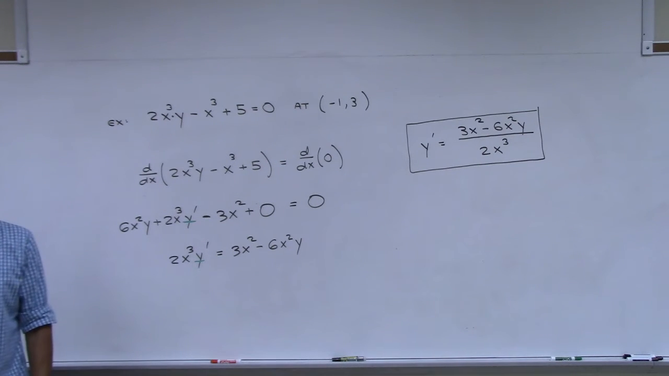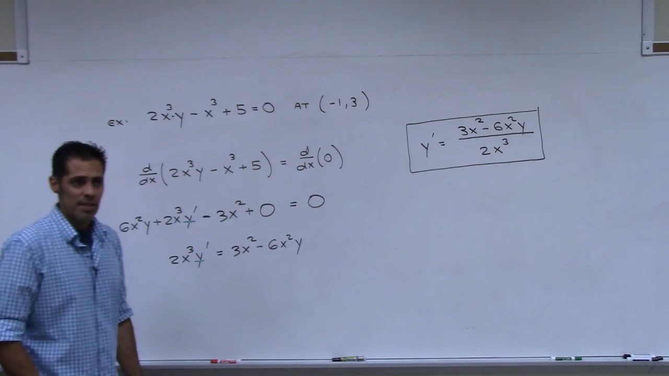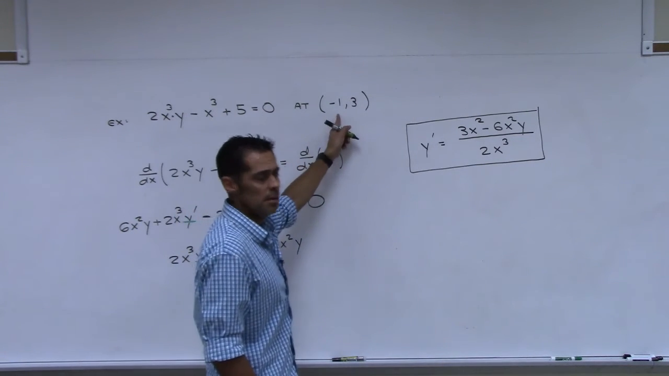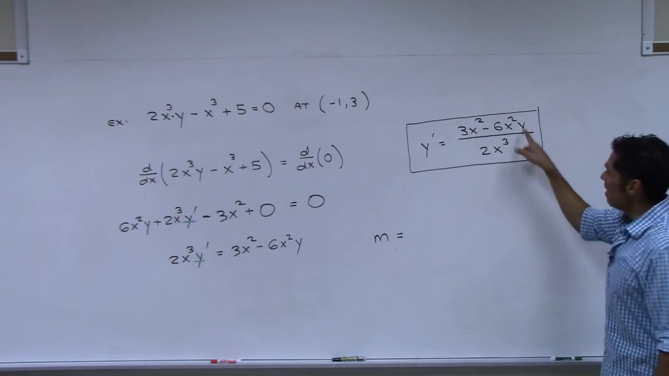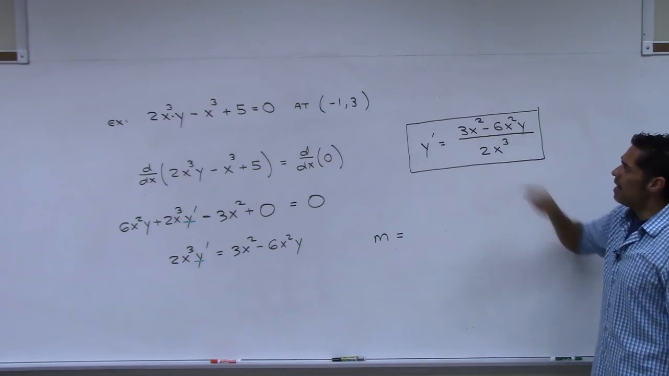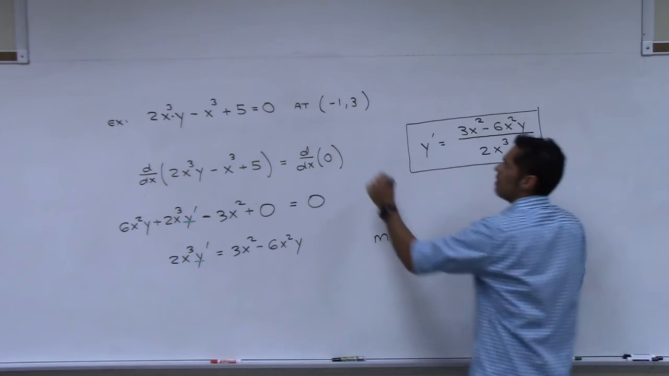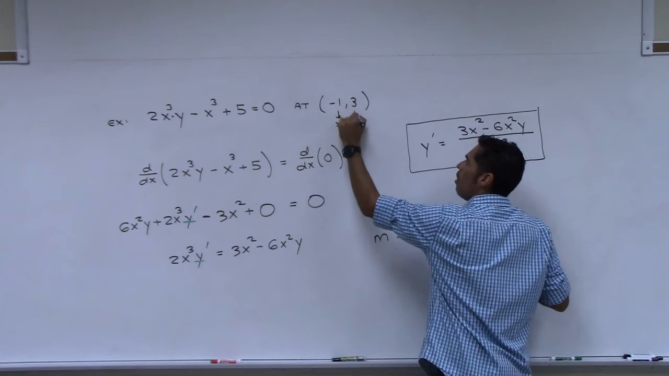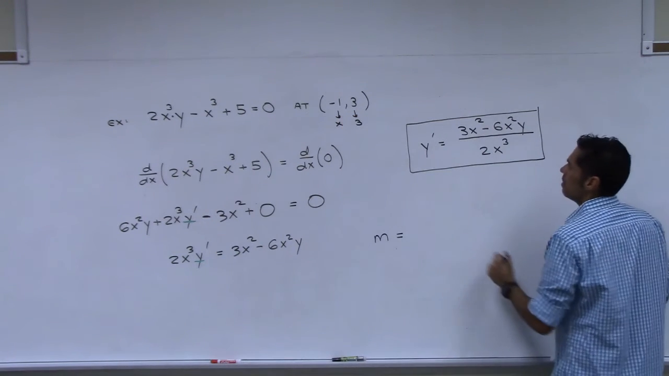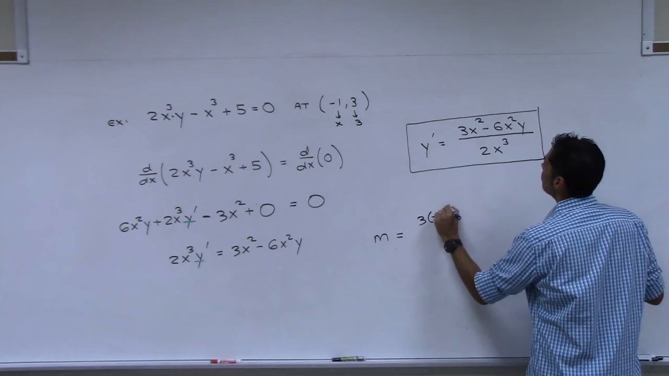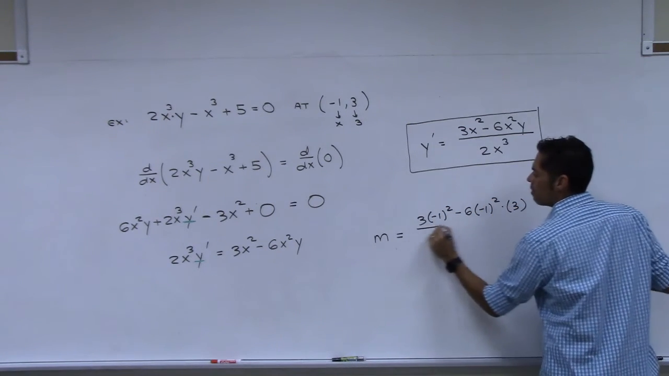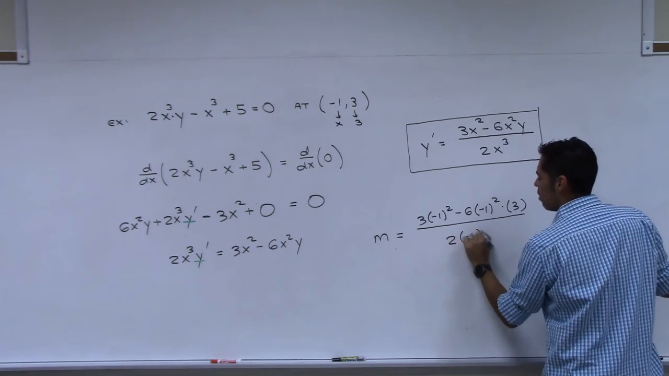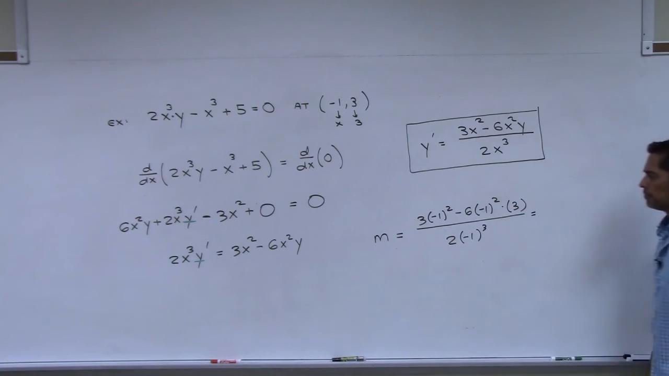Okay, now we haven't answered the question, have we? Question is, what is the slope of the tangent line at this point? So the slope of the tangent line will be equal to this thing right here, replacing all of the x's with what? Replace all the x's with -1, replace all the y's with 3. So let's see, this will be 3 times -1 squared minus 6 times -1 squared times 3 all over 2 times -1 cubed.